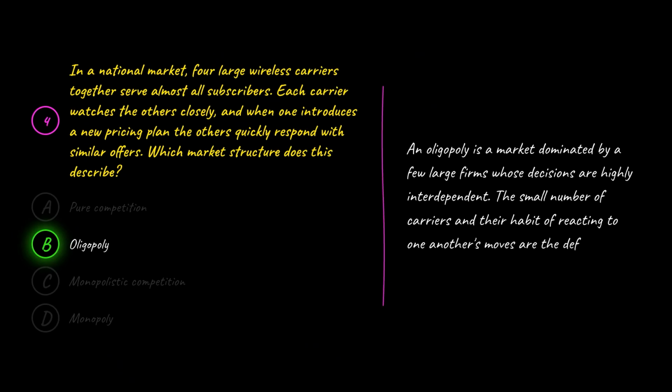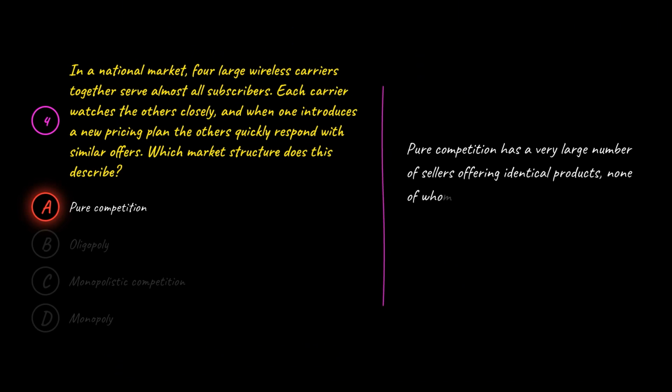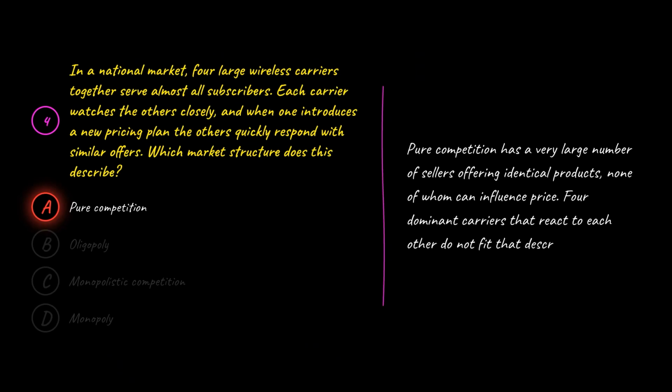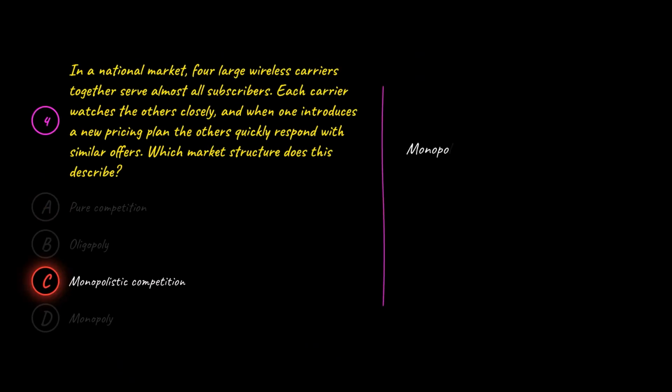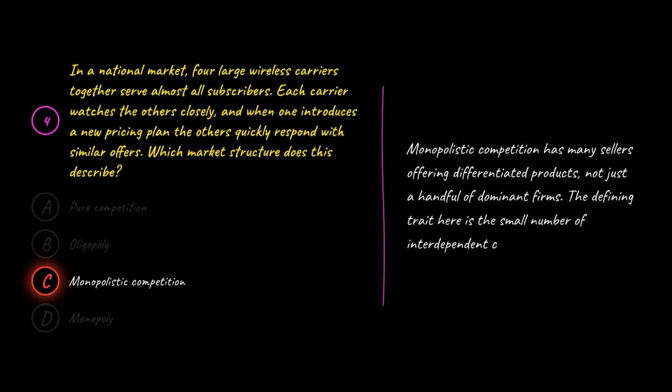A is wrong because pure competition has a very large number of sellers offering identical products, none of whom can influence price. 4 dominant carriers that react to each other do not fit that description. C is wrong because monopolistic competition has many sellers offering differentiated products, not just a handful of dominant firms. The defining trait here is the small number of interdependent competitors.